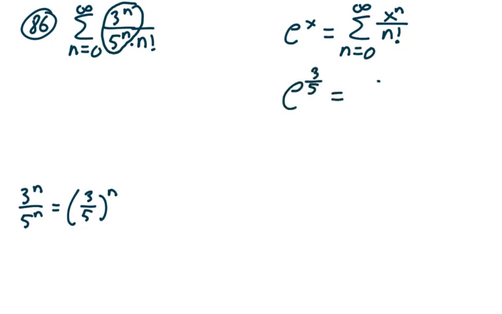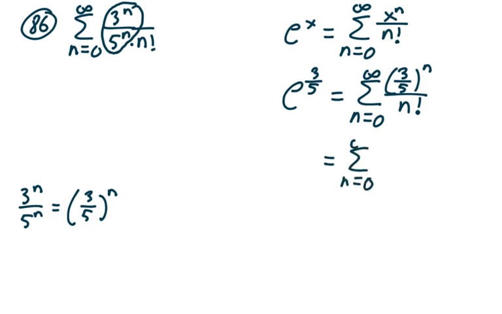So you get e to the 3/5 is the summation from n equals 0 to infinity of 3/5 to the n divided by n factorial. But most certainly, this is the summation from n equals 0 to infinity of 3 to the n over 5 to the n times n factorial. So the correct answer here for 86 is e to the 3/5. It's a good question, finding the sum.